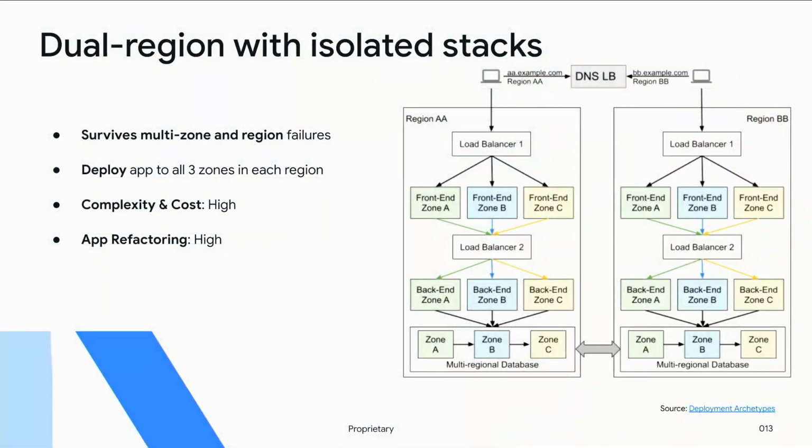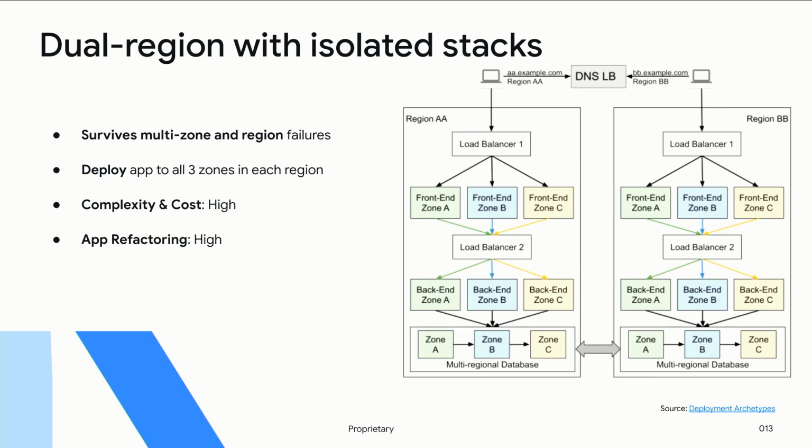The last one is more of a true dual region architecture, where each region has an isolated stack. So again, you're taking your application, you're deploying it in 3 zones within a region, but you're doing exactly that in another region. And these are both active copies of your application. So you're serving clients from both regions.